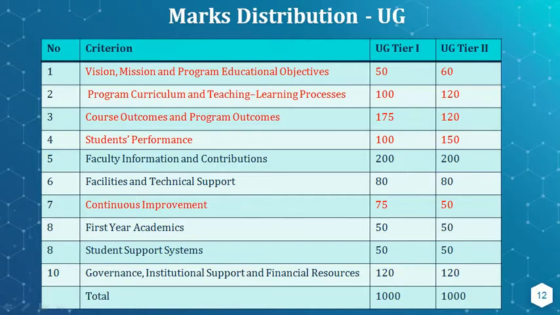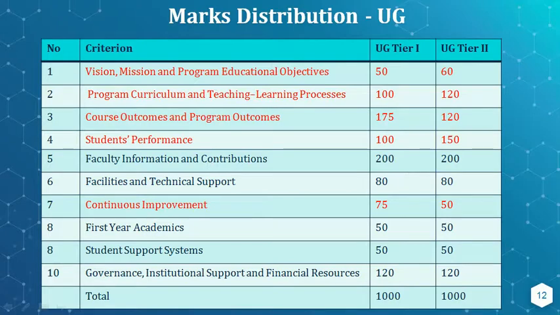When it comes to vision, mission and program educational objectives, UG tier 1 will have 50 marks, and tier 2 has 10 marks higher than that, that is 60 marks. When it comes to the program curriculum and teaching-learning process, far more freedom is there for tier 1 institutions. So tier 1 is provided with 100 marks, and tier 2 is provided with 120 marks.